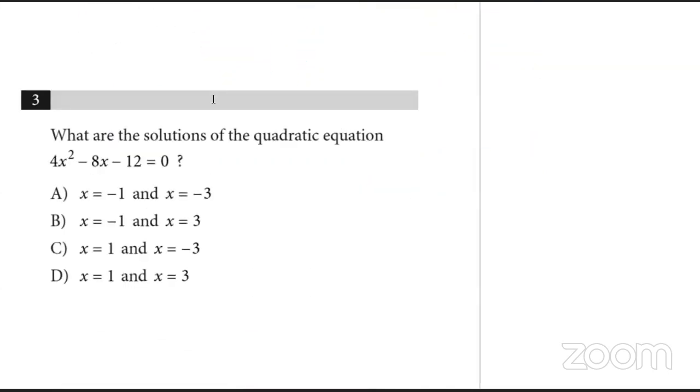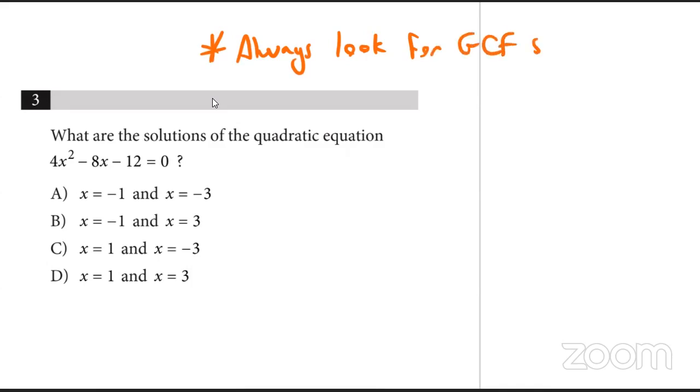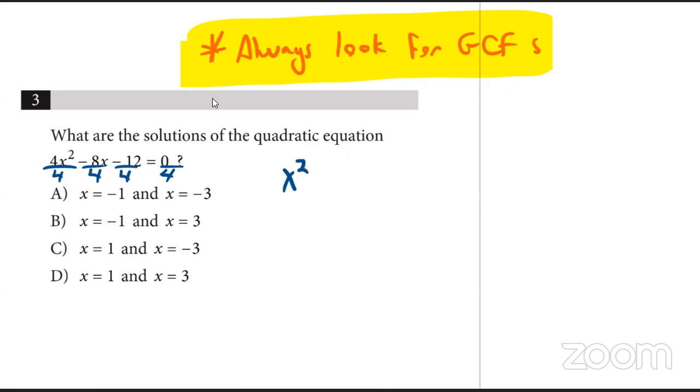Number 3 now. What are the solutions of the quadratic equation that's given here? You're always going to benefit whenever possible by looking for a GCF. So always look for GCFs. Here, all 3 of these terms are divisible by 4. If I divide both sides of the equation by 4, dividing every single piece by 4, we get x squared minus 2x minus 3 equals 0.